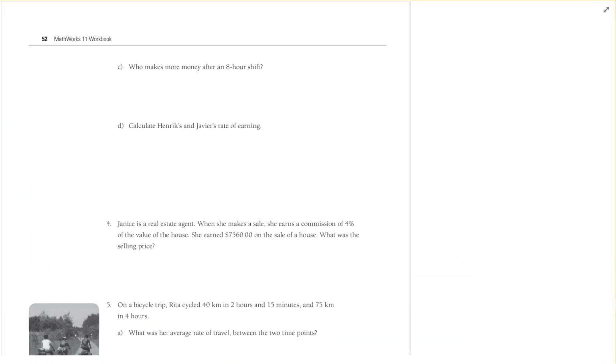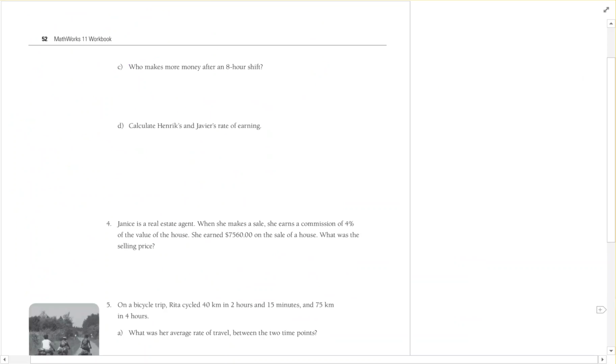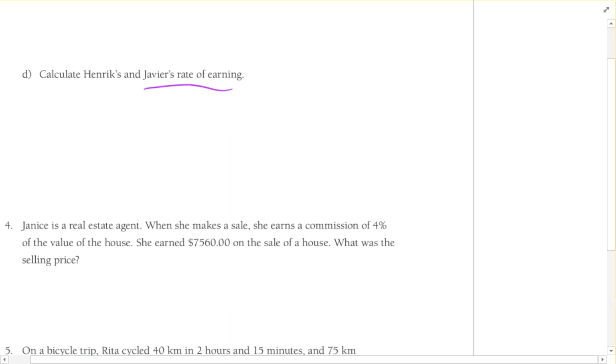So who makes more after an 8-hour shift? You should be able to see that quite clearly on your graphs once you get those done. And calculate Hendrik and Xavier's rate of earning. We kind of already did that at the beginning.